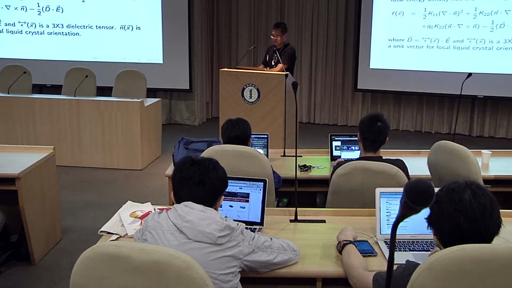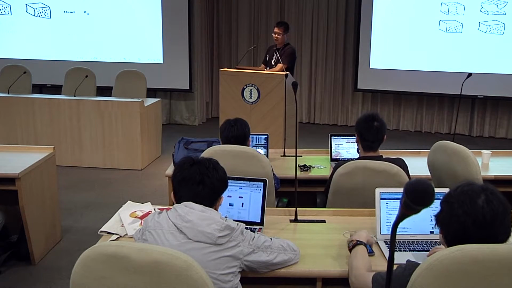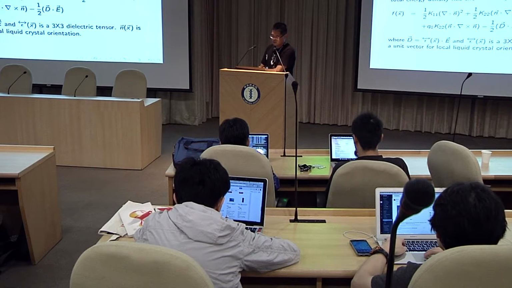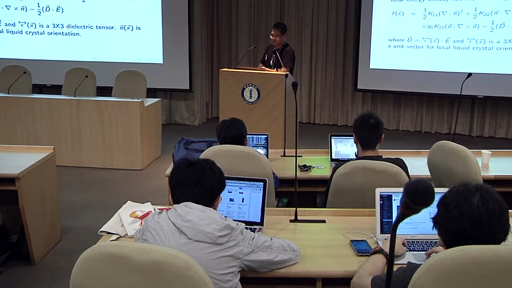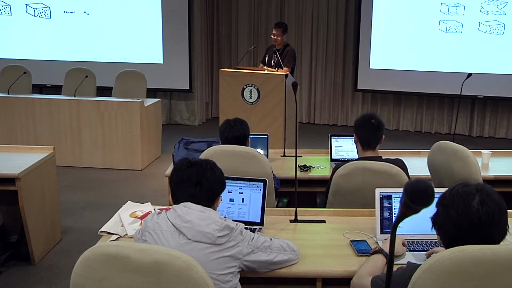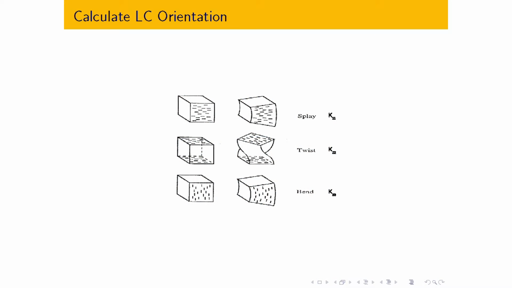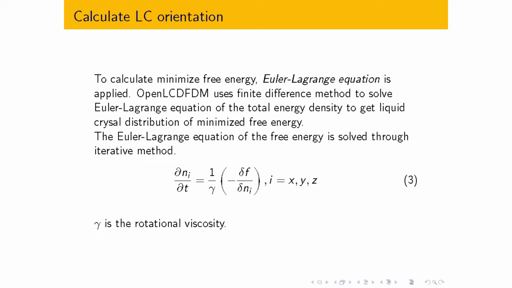In order to get the liquid crystal distribution, there are three constants here, and they map to these three kinds of deformation. They are simply the elastic constants for these three kinds of deformation of this continuum elastic material. I get the liquid crystal distribution by minimizing the free energy, and to minimize the free energy, I use the Euler-Lagrange equation.